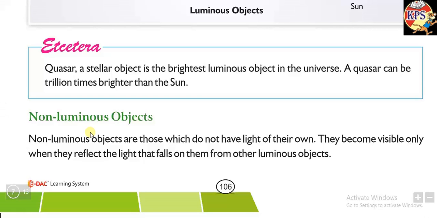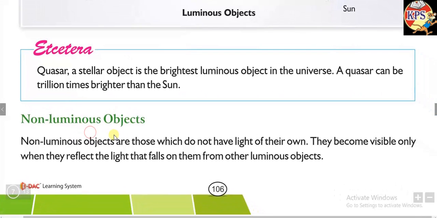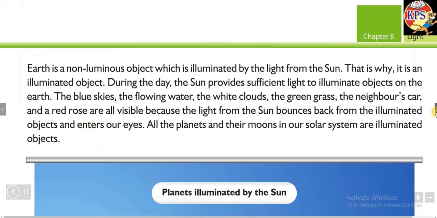The second thing is non-luminous objects. Non-luminous objects are those which do not have light of their own. They become visible only when they reflect the light that falls on them from other luminous objects. Like the moon is a non-luminous object because the moon does not emit its own light. First the light of the sun falls on the moon, then after reflecting from the surface of the moon, the light comes to our eyes and we see it.